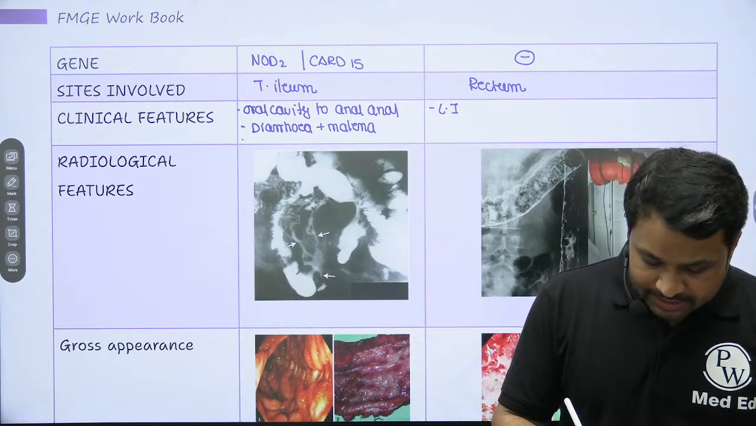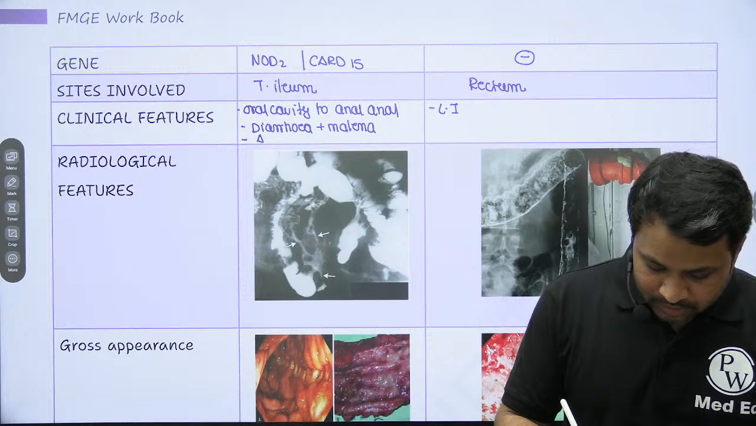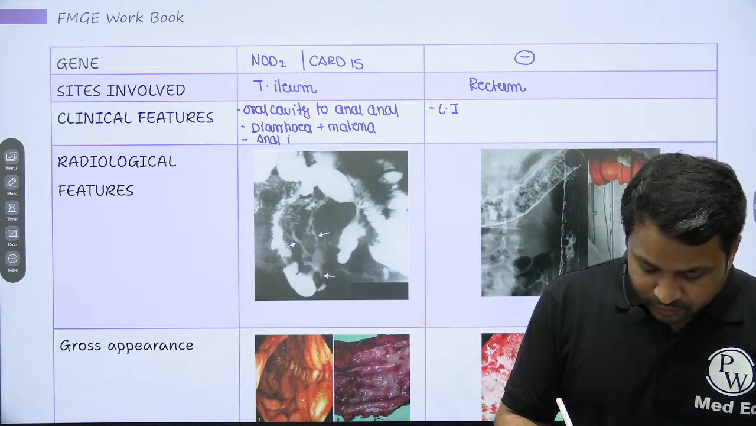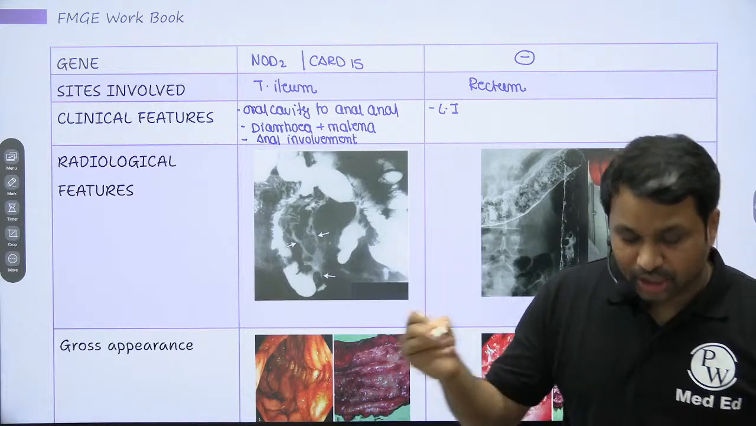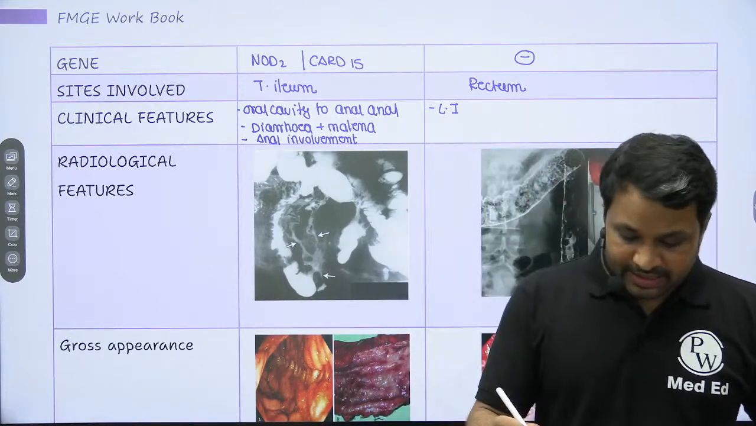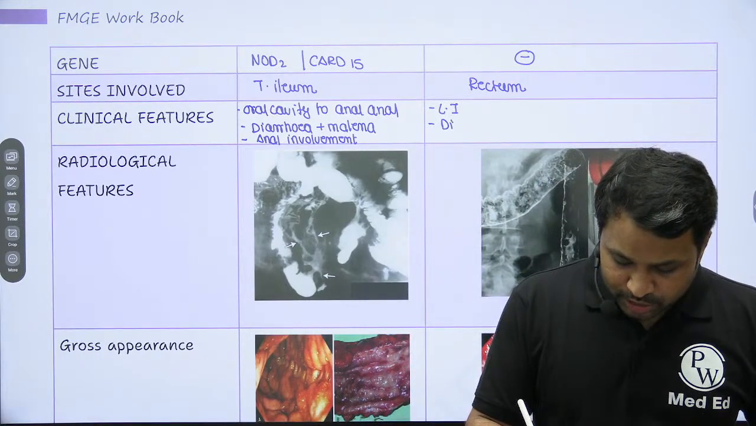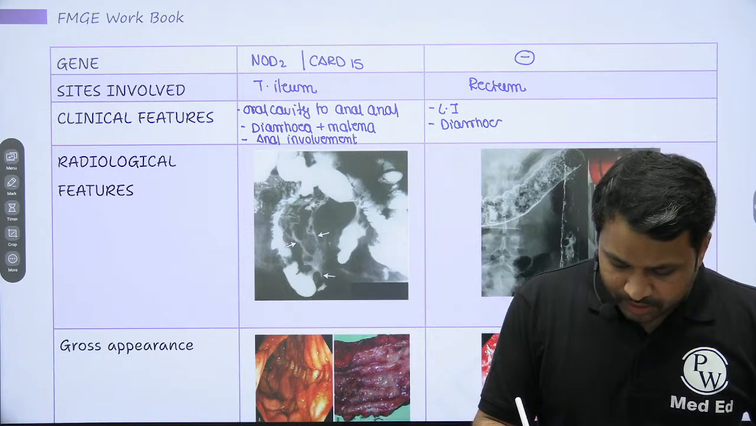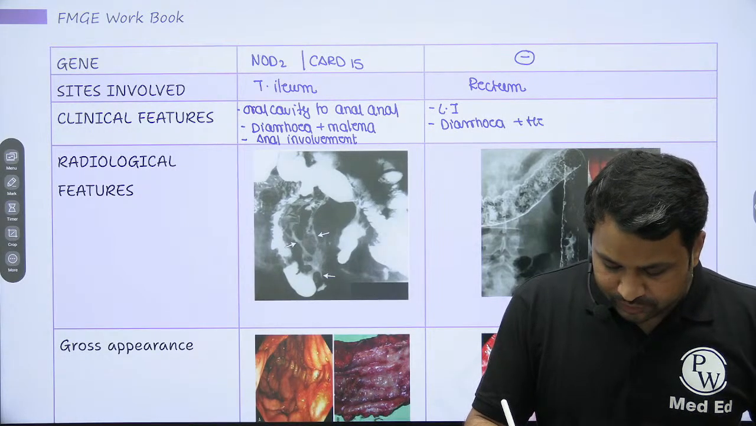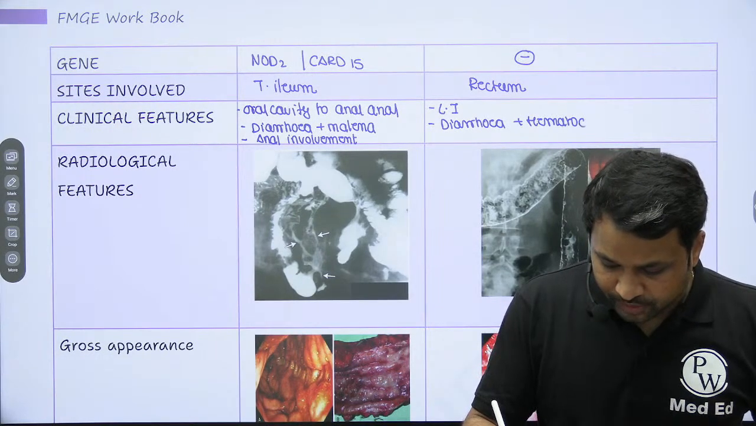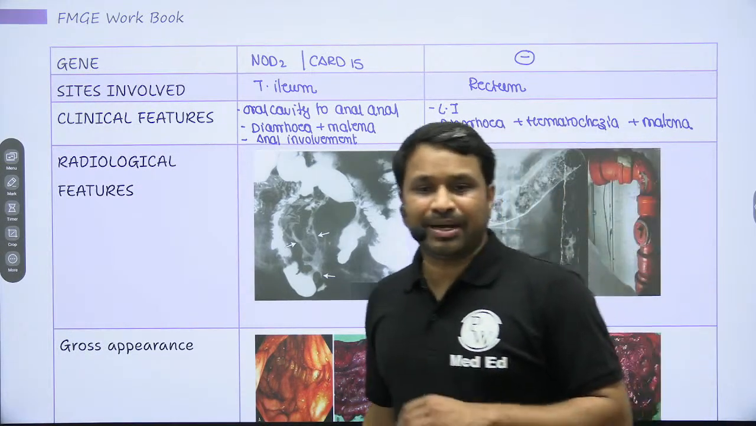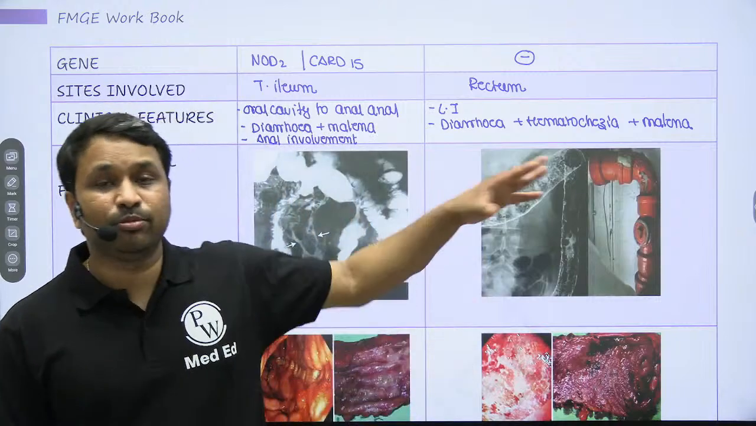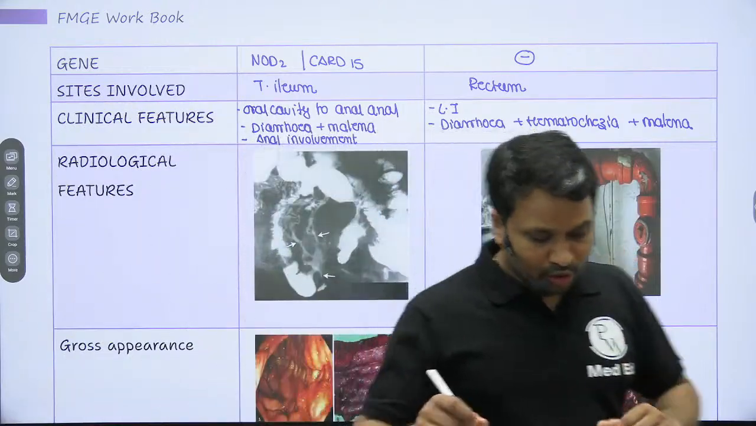Remember, there is anal involvement. So the anal involvement in Crohn's can present to you with multiple discharging fistulas. Whereas in ulcerative colitis, it is usually going to present to you with diarrhea. Along with diarrhea, it can have hematochezia. Obviously, it can also be associated with melena, right? So lower GI bleed manifestations are more likely to be present in the context of ulcerative colitis.